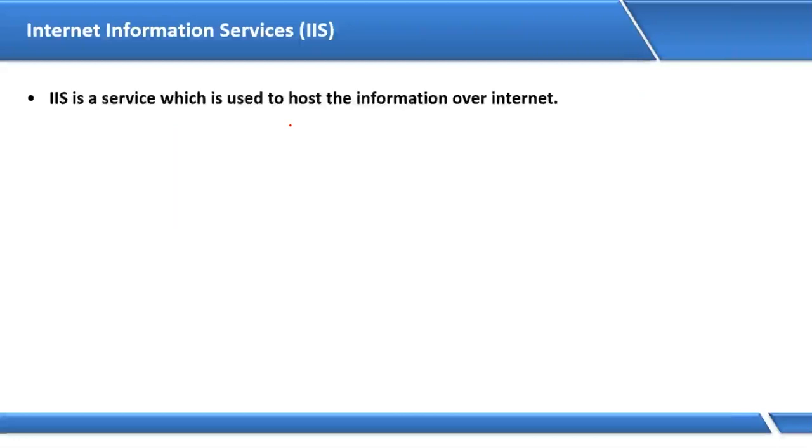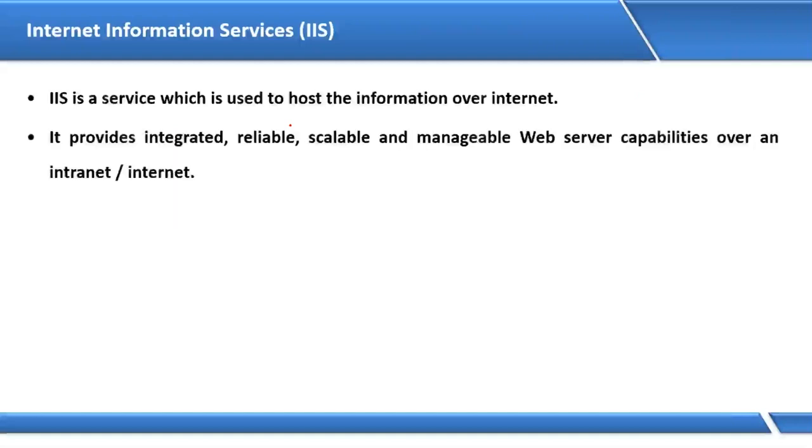Now, what is the use of this Internet Information Service? The Microsoft IIS service is used to host information over the internet, and it is integrated with the operating system. We need not download it from the Microsoft website. We need not purchase this application. This IIS service is reliable also.